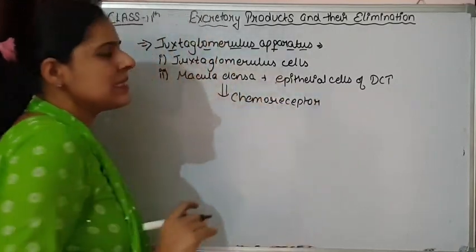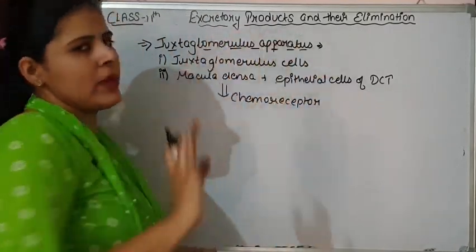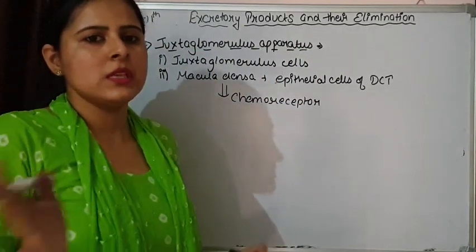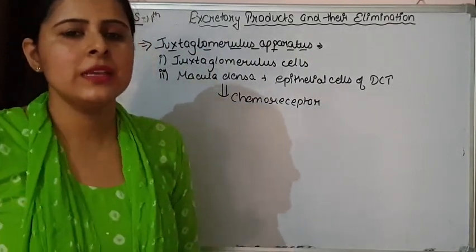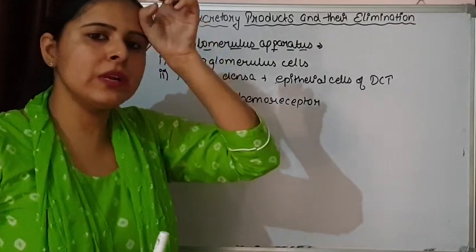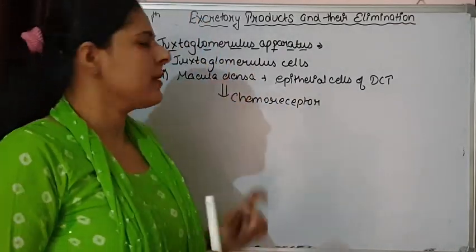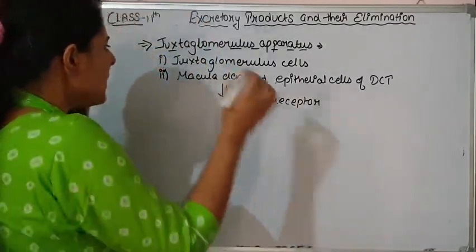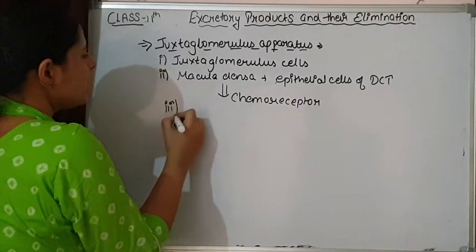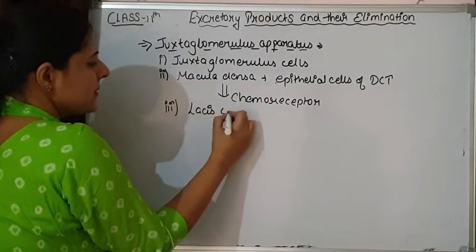They are acting as chemoreceptors for juxtaglomerular cells. Meaning, what type of situation is there? Is there an increase or decrease of blood fluids? That will be detected by this macula densa. The third component of this apparatus is Lacis cells.